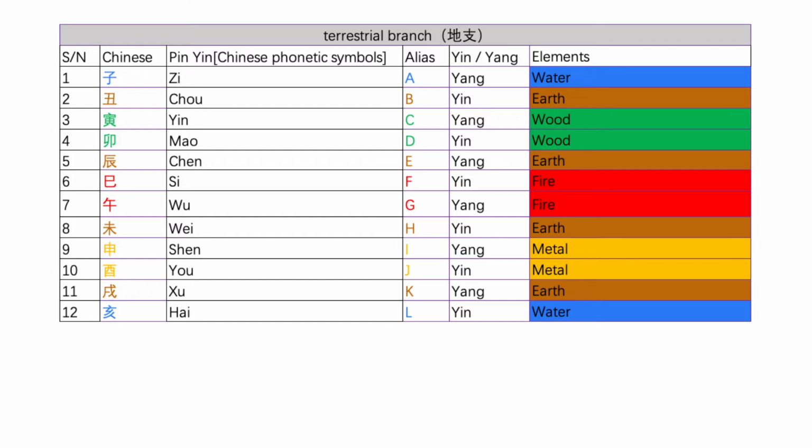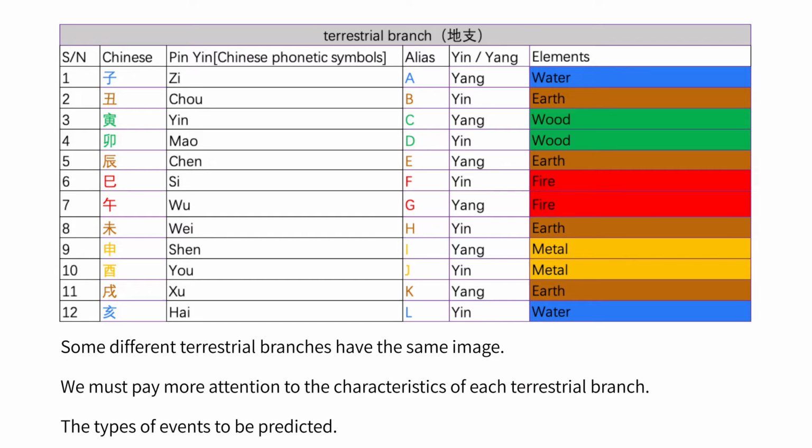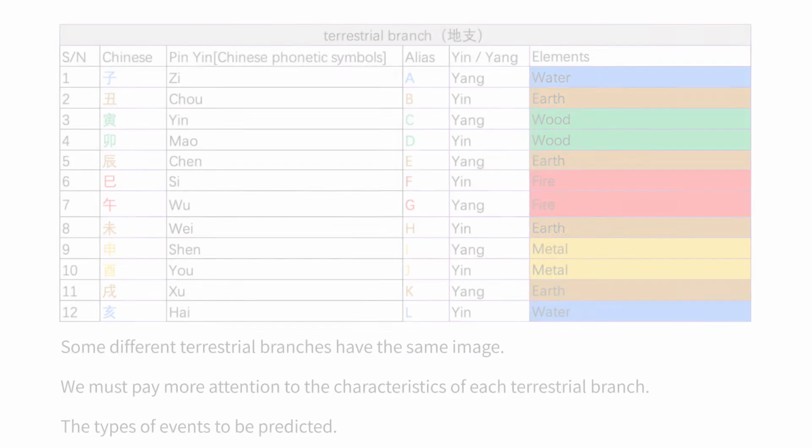After watching this video, you may find some different terrestrial branches have the same image. Each terrestrial branch has unique characteristics. We must pay more attention to the characteristics of each terrestrial branch and the types of events to be predicted. In this video, I will briefly introduce each terrestrial branch, and in my future videos, I will also give a full detailed introduction to each terrestrial branch.